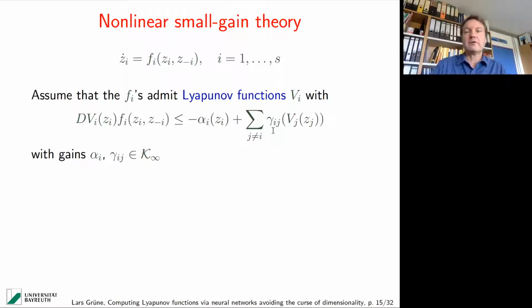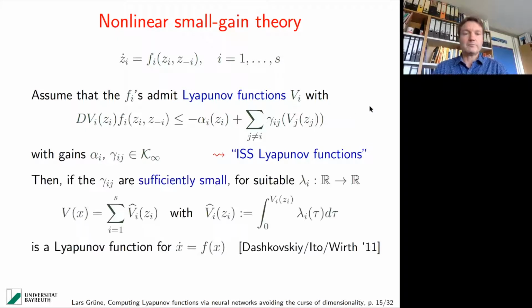So it's not necessary that the function decreases. It can actually even increase if the other states are large, the ones that are in this z_{-i}. So it's a relaxation of the usual Lyapunov function concept, and this relaxation is called an ISS Lyapunov function. ISS stands for input-to-state stability. The inputs to the systems are exactly these v_j of z_j, or actually the z_j. So the other states, the states of the other subsystems, are considered as inputs.